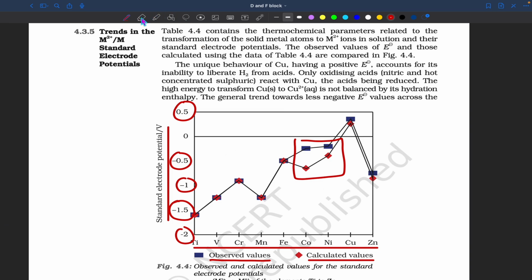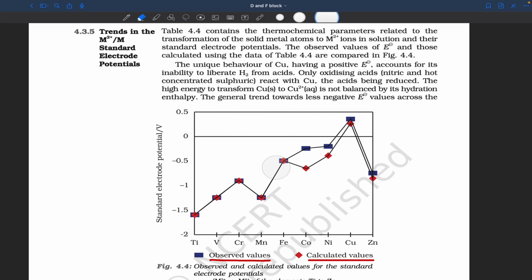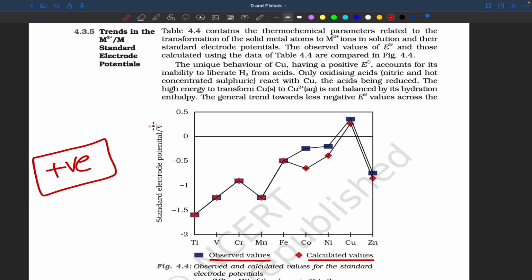So now the question is, which element has a positive standard electrode potential? There is only one, look, very very important. So only one is above 0 here. Which element is this? Copper. Copper has a positive standard electrode potential, right? And the remaining ones have negative reduction potential, right? So negative standard reduction potential corresponds to reducing property.